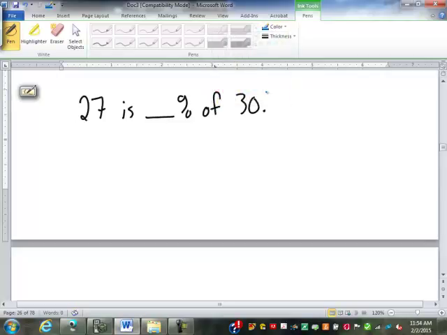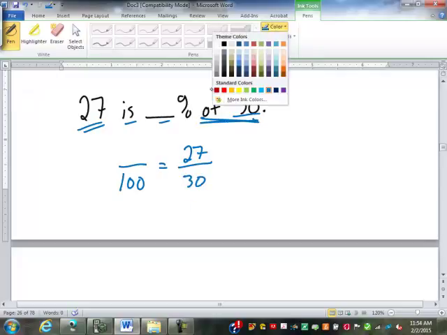27 is blank percent of 30. Now I said that I always start out with the percent, but here we don't have a percent. So I start out with blank over 100. Now we have the other two numbers, in this case the 27 and 30. And the setup should be getting easier. 27 is blank, so 27 goes with the missing percent of 30 or out of 30. So the 30 goes on bottom.